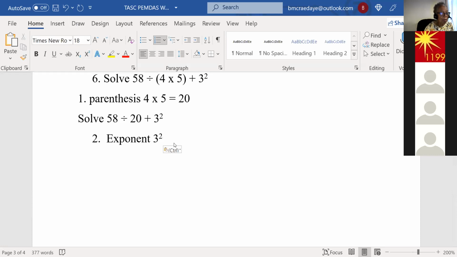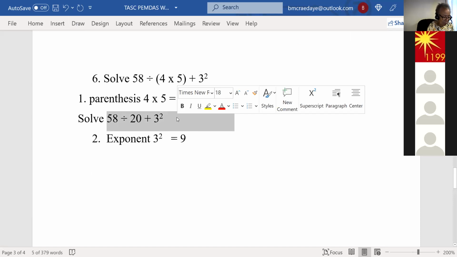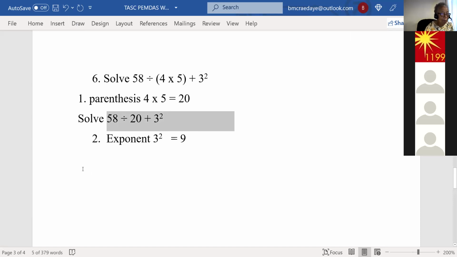All right. So 3 to the second equals 9, 3 times 3. Now let's just copy this and put our 9 in. And then we'll do our next step. So now that's plus 9.